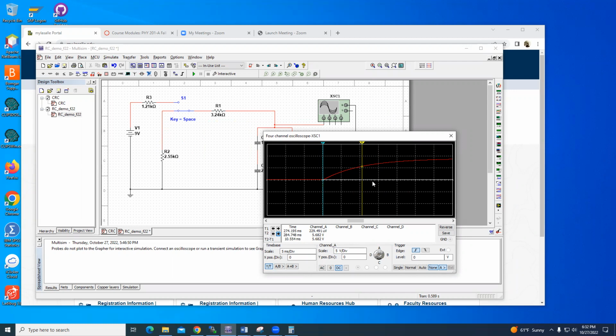And then here is the difference between T2 and T1. The T's depend on when I flip the switch. That's not interesting. It's how much time goes between that corner and the 63%. That's the time constant. So I'm interested in T2 minus T1. And it conveniently does that subtraction for me, and I'm getting 10.554 milliseconds.